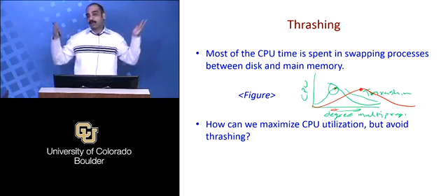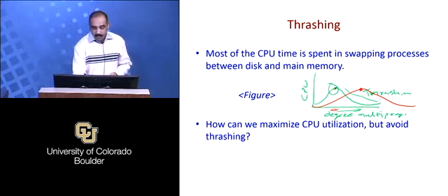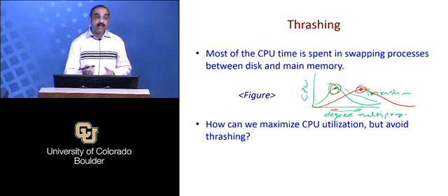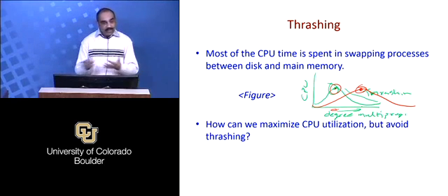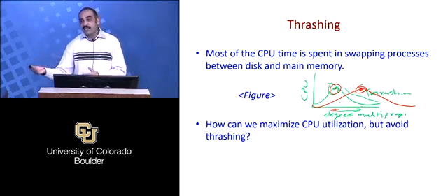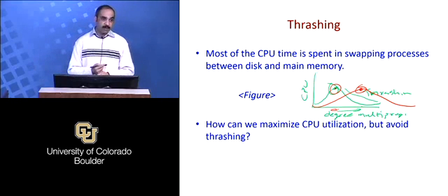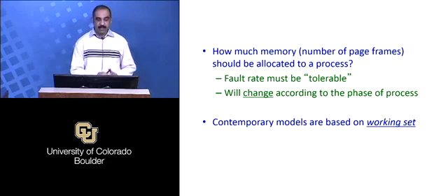So it's not something that you can fix in advance. You have to determine this point during runtime. You have to observe the behavior of your system and then decide, at this time, based on the behavior, whether I should increase the degree of multiprogramming or decrease it. Is that clear? So this is where the idea of working set comes into play.